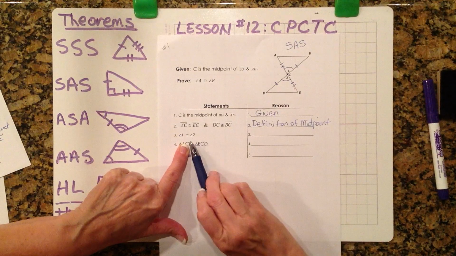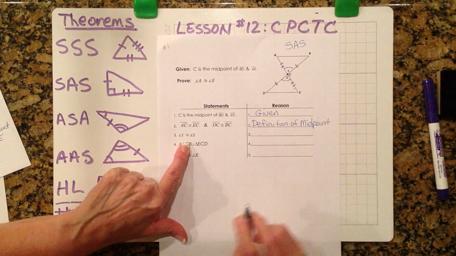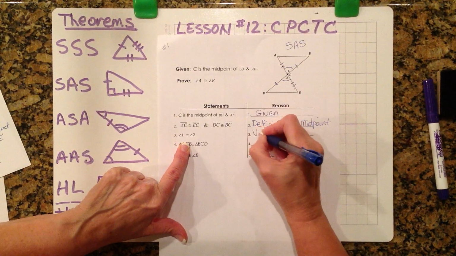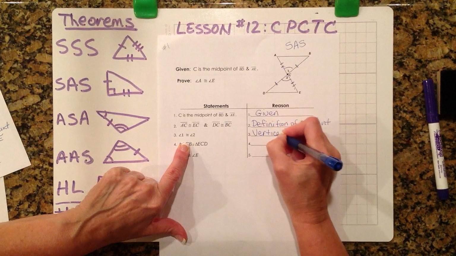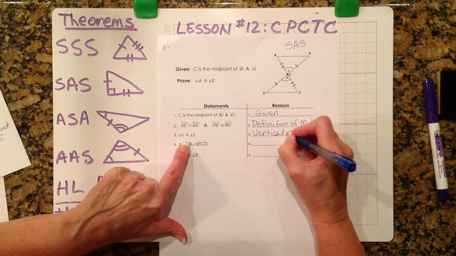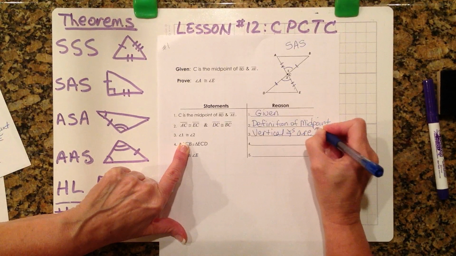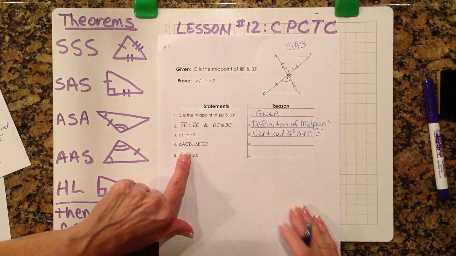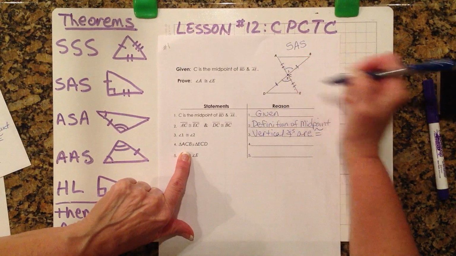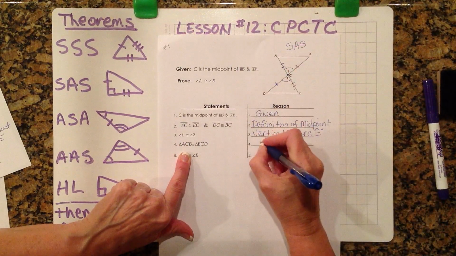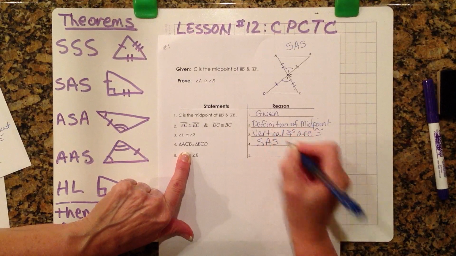Okay, now angle 1 is congruent to angle 2. What did we say just a minute ago? Vertical. And I'm going to abbreviate here. Vertical angles are congruent. Now I can say these two triangles are congruent to each other. And we said that that's going to be because of SAS.